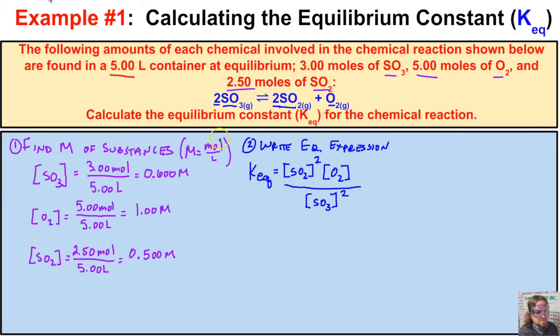And so keep in mind, whenever you are writing an equilibrium expression, you do not include solids or liquids in your equilibrium expression. You can leave them out, but these were all gases. That's why we've kept them all in here. So now that we know our equilibrium expression, what we can now do is fill in the concentrations that we figured out in step 1. So let's go ahead and do this. Let's go ahead and plug and chug.